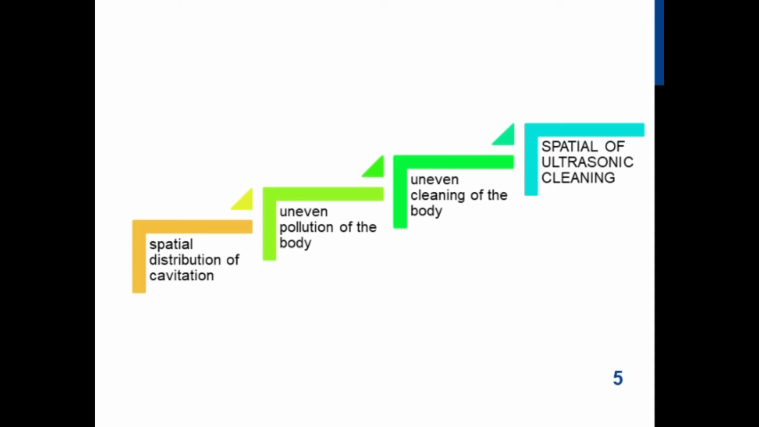The spatial distribution of the ultrasonic cleaning process is caused by spatial distribution of cavitation, uneven pollution, and uneven cleaning of the body. To avoid this, one should use an algorithm controlling ultrasonic cleaning which will consider contamination of a body in its separate areas. It is suggested assessing these conditions through analyzing ultrasonic reflection in the bath, as ultrasonic measurements provide high quality and fast evaluation of spatially distributed parameters.